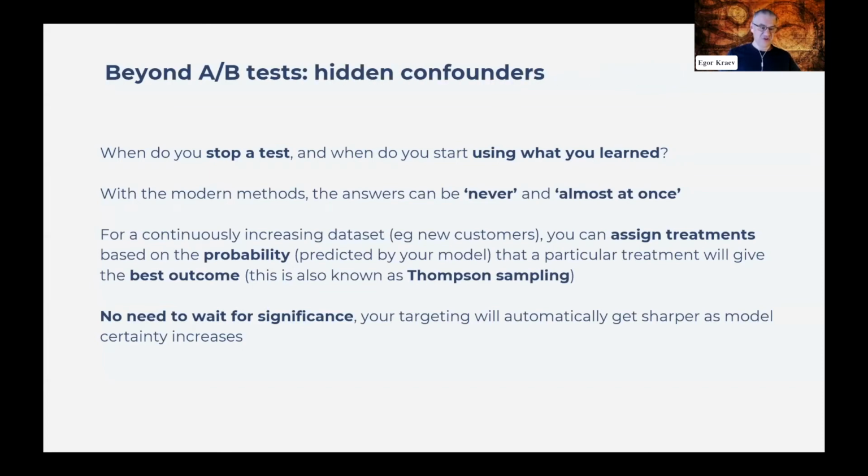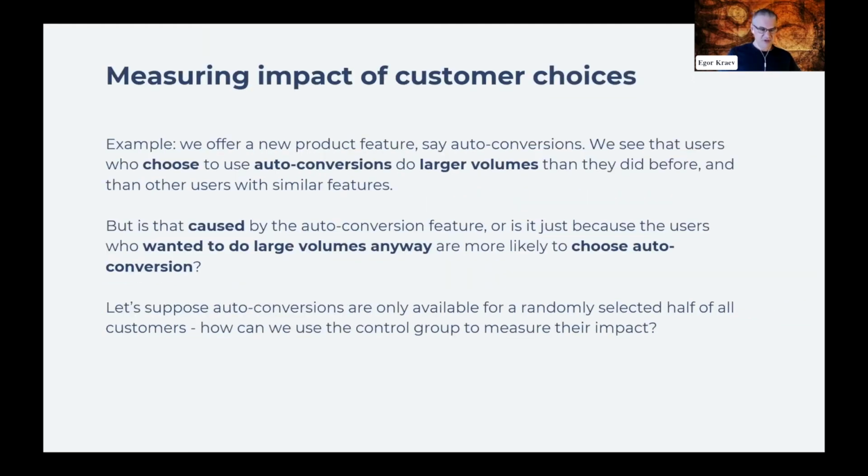The final and the trickiest case is hidden confounders. So, the impact of customer choices. And that's the thing I've mentioned before, where we offer a new product feature, which makes a certain thing easier to do. And then we see that people who choose to use that feature do larger volumes than they used to do before, and than other customers with similar features. Now, is this caused by the feature? Or to what extent is it caused by the feature? And to what extent are the customers who want to do large volumes anyway all of a sudden self-selecting to use that feature?